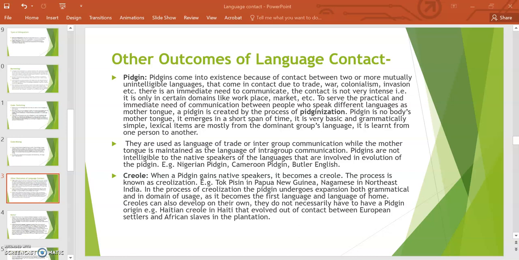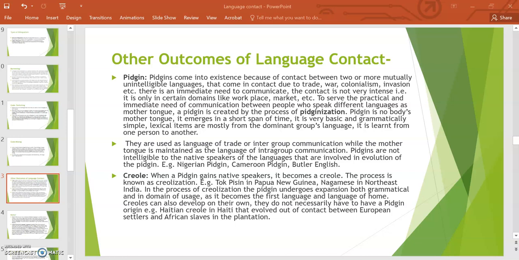To serve the practical and immediate need of communication between people who speak different languages as mother tongue, a pidgin is created by the process of pidginization. Pidgin is nobody's mother tongue. It emerges in a short span of time. It is very basic and grammatically simple. Lexical items are mostly from the dominant group's language. It is learned from one person to another.